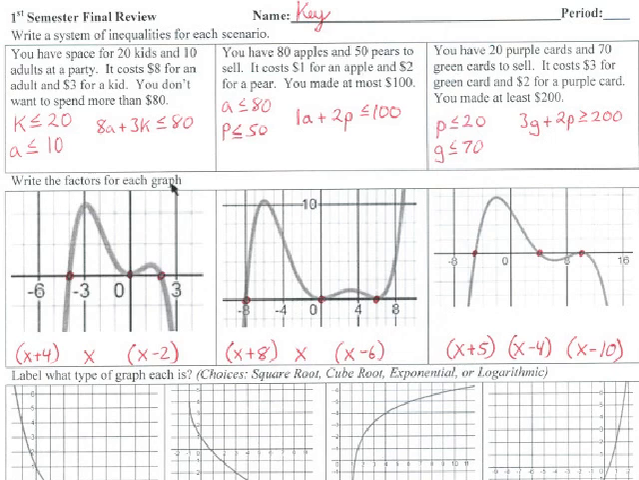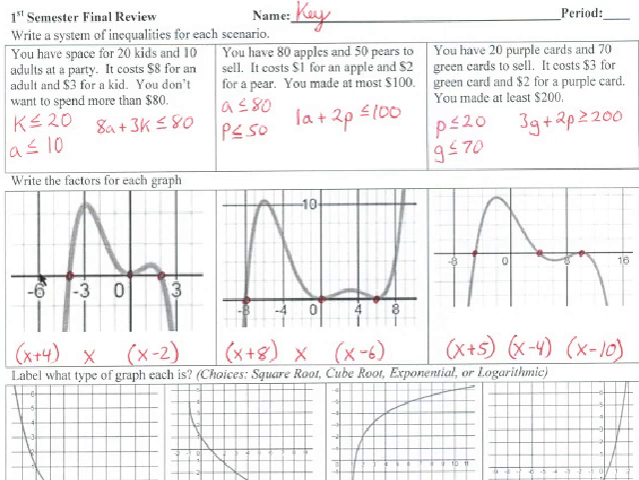Next, write the factors for each graph. Well, the factors are what create the zeros. So if you see the zeros here, right here, boom, boom, and boom. So this particular zero, if you look carefully, you got to be careful on tests. They don't always tell you exactly what the zero is. Like the increments would be off. So you have to look carefully.